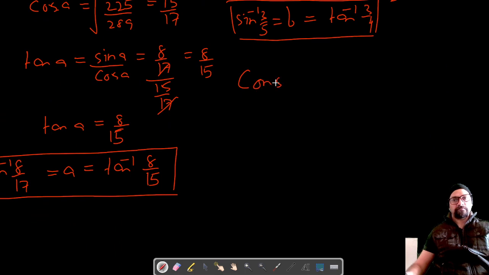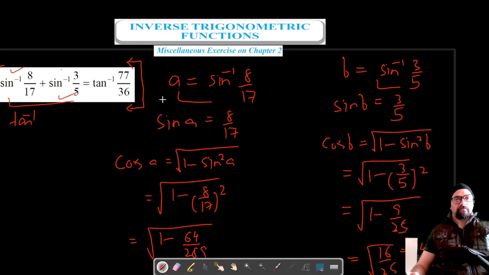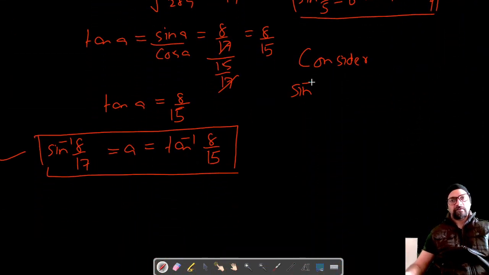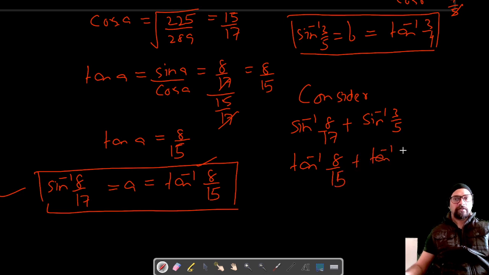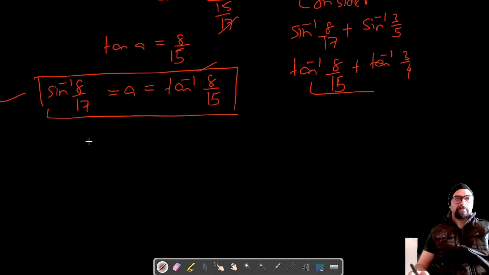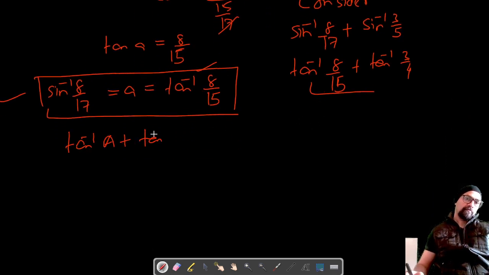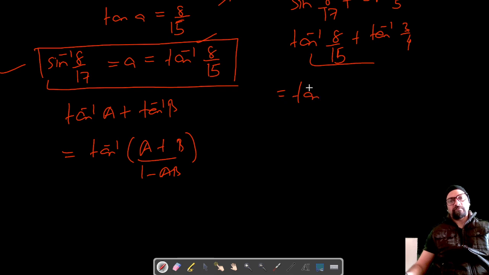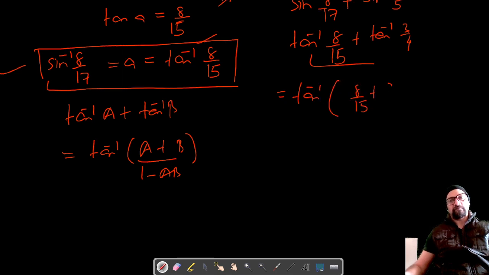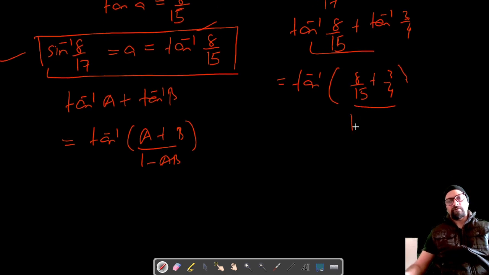And let's consider LHS. So LHS is sine inverse 8 by 17 plus sine inverse 3 by 5. So sine inverse 8 by 17 is tan inverse 8 by 15 plus tan inverse 3 by 4. Now this is of the form tan inverse A plus tan inverse B, and we know that this is equal to tan inverse A plus B upon 1 minus AB. So this is equal to tan inverse 8 by 15 plus 3 by 4, and it's upon 1 minus 8 by 15 into 3 by 4.